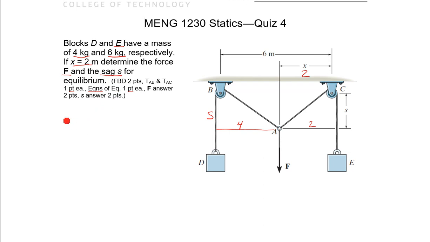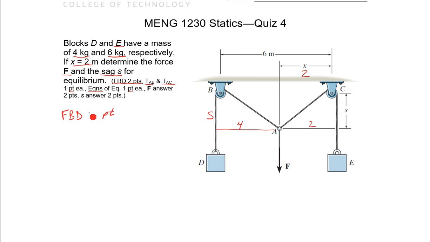have equilibrium. I'll give you a little points breakdown. I'm looking for a free body diagram for 2 points. The tensions TAB and TAC for 1 point each. Some equations of equilibrium: the sum of the forces in X and Y have to equal 0. And then our solutions of the value for F and the value for S. So here's our free body diagram.